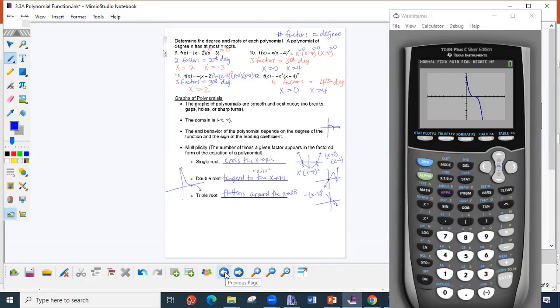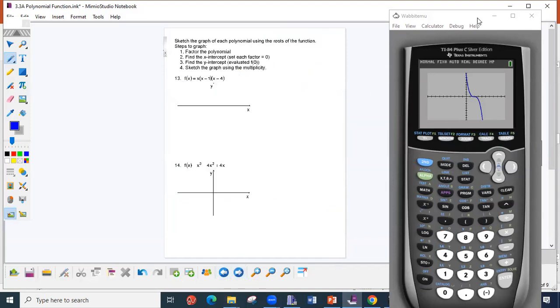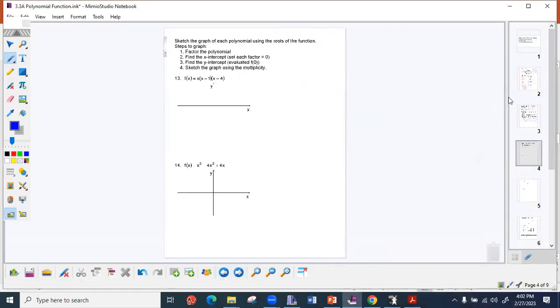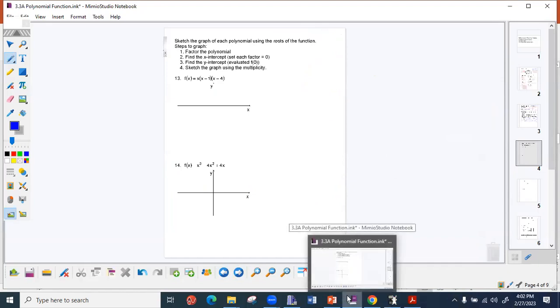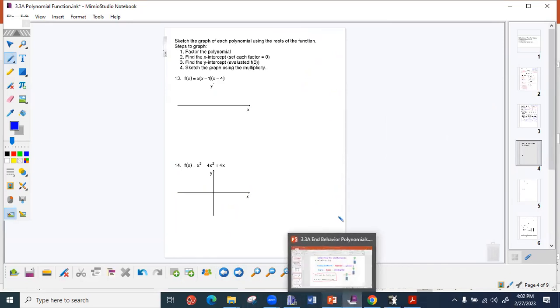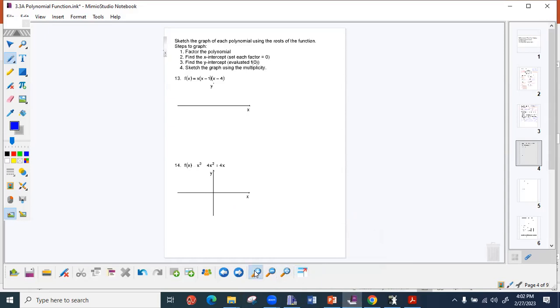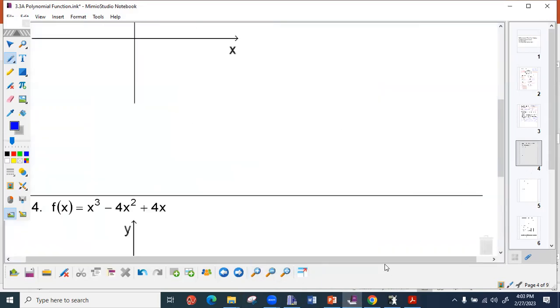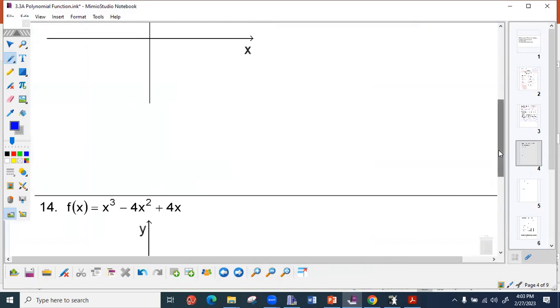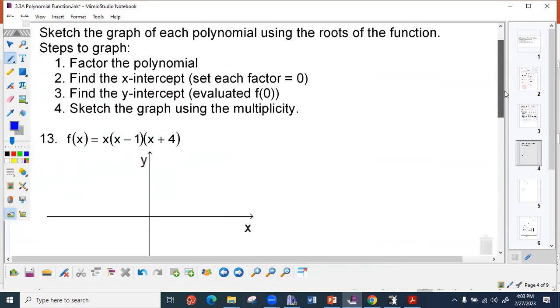All right, so on your assignment, it's a combination of using your factoring skills and paying attention to the end behavior. So we're going to talk about drawing, but you don't have to draw, you just have to match the drawing. So you don't have to worry about trying to be perfect on the bottom ones. So we're going to go through an example of putting it together.